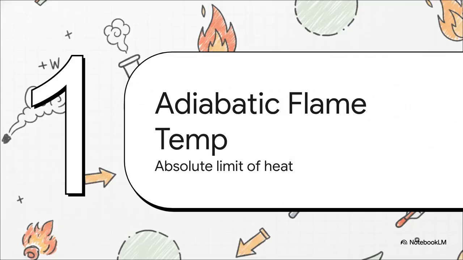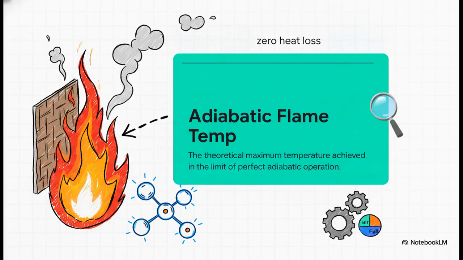All right, section 4, adiabatic flame temperature. This brings us to the real climax of our energy evaluation, discovering the absolute physical limit of thermal output for any given fuel. So if you want to know the absolute hottest a fire can possibly get, you calculate its adiabatic flame temperature. This is the theoretical maximum temperature achieved by combustion products in the limit of perfect adiabatic operation.